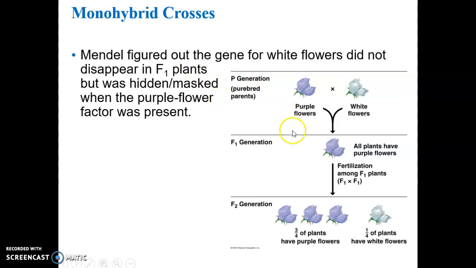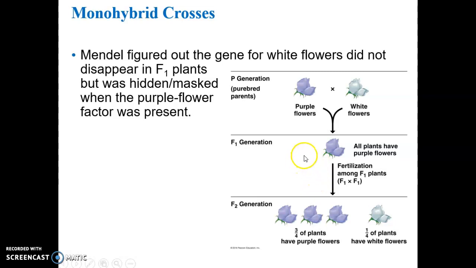So Mendel was able to figure out that the genetic information, the gene for flower color in the white flower parents, did not simply disappear in the F1 generation genetically, even though the white color, the characteristic, did disappear. The genetic information, the gene for white color, did not disappear. It was simply hidden or masked in the F1 generation.